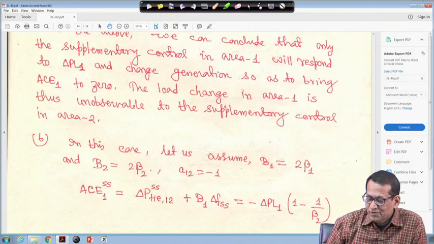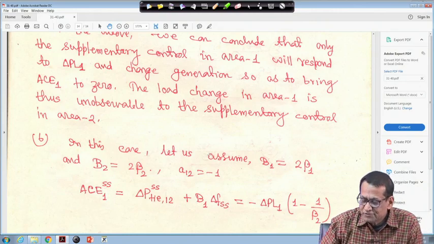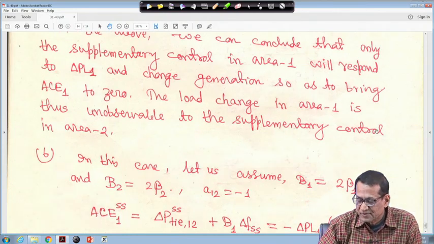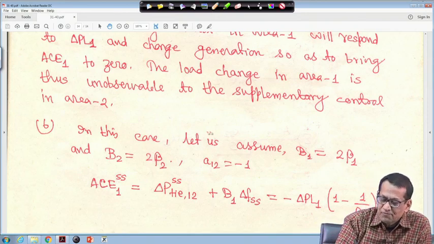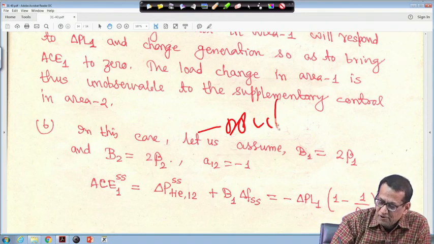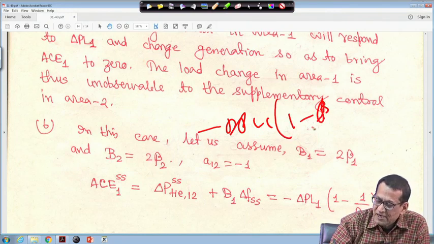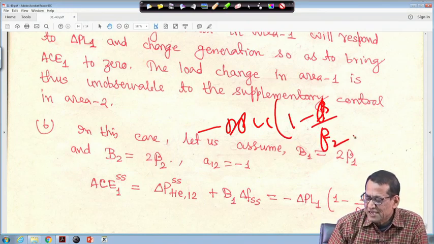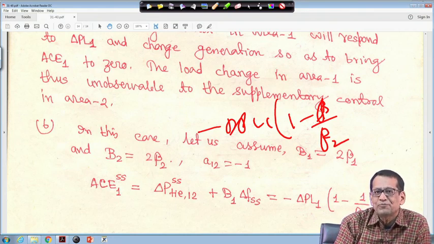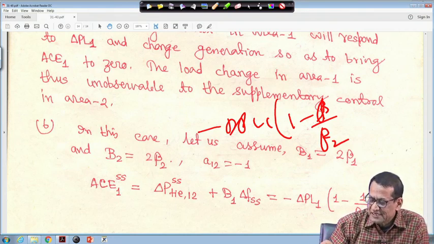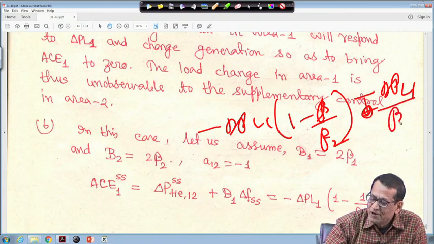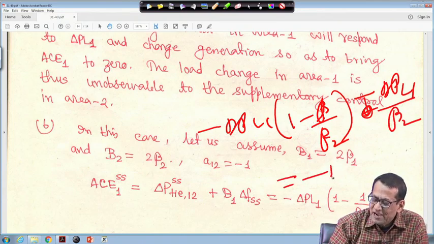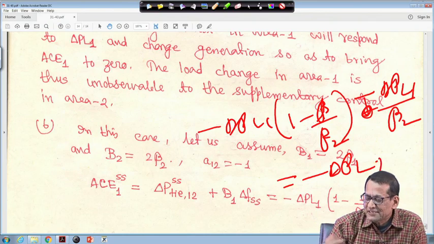If we look into this one, minus delta PL1 times 1 minus 1 by say beta 2, right. This is after simplification. So, I showed you how to make it. Then, for area 2, whatever we have seen, if we add both, minus delta PL1 and beta 2. If you add both, you will find that it is coming minus delta PL1.